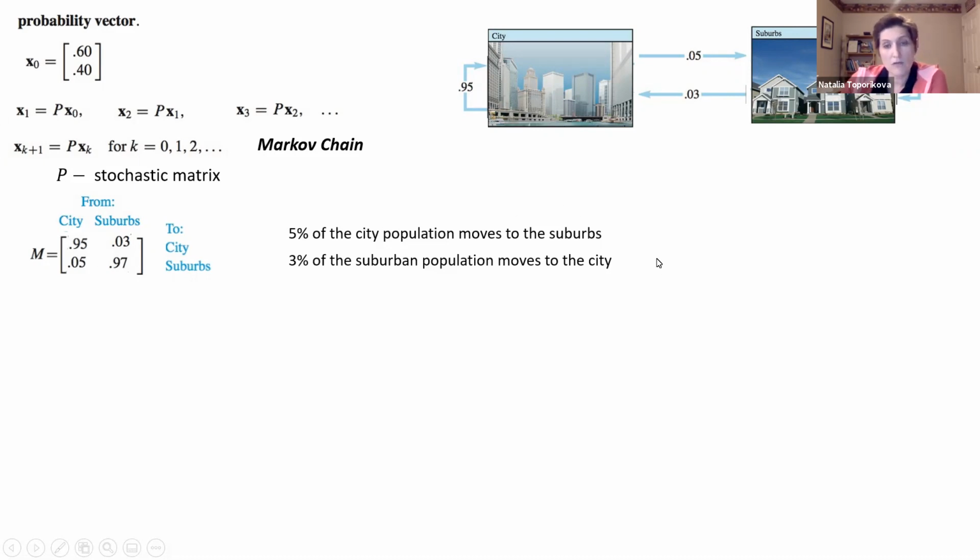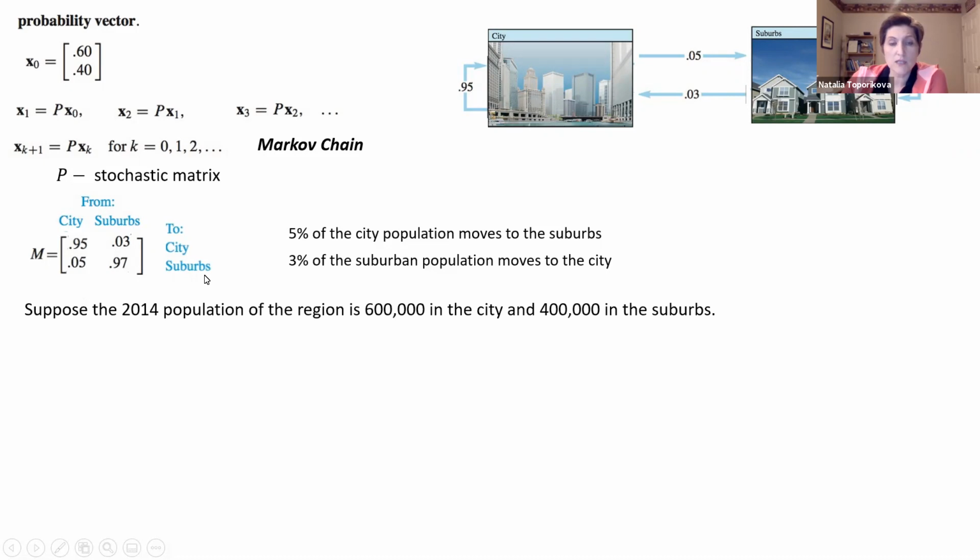So we have our stochastic matrix. Let's just try to make some prediction. What happens in a year? And again, we need to start somewhere. Suppose that in 2014, the population of the region was a total of 1 million people, and out of this 1 million people, 600,000 lived in the city and 400,000 lived in the suburbs.